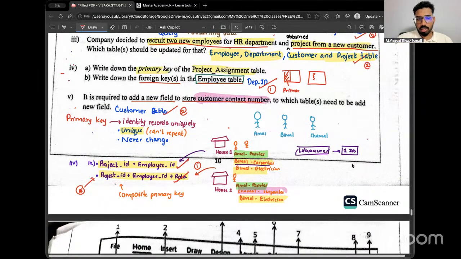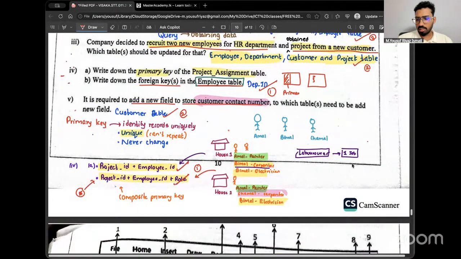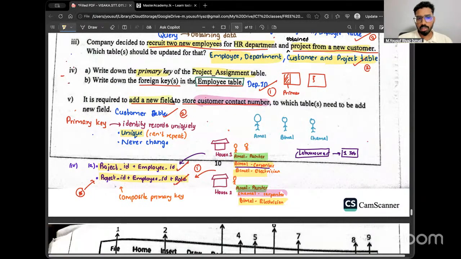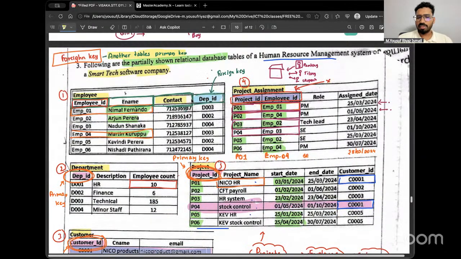Employee, because it has a contact column. Did you even read the question? The question is saying we want to add a new field. New field means new column. If it already has a contact number column, what is the justification to add the customer's contact number here? And what is the connection between employee and customer? Educate me with your ideology, please.